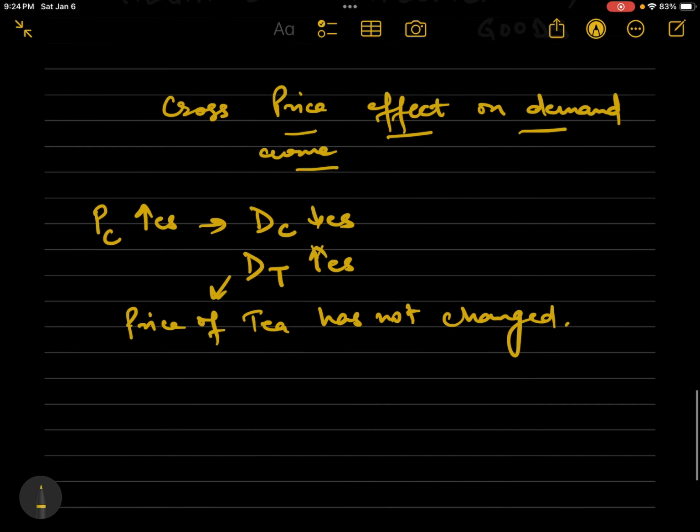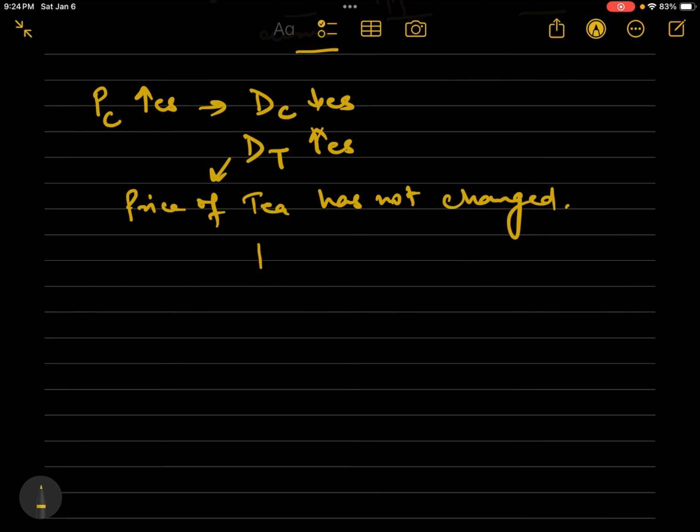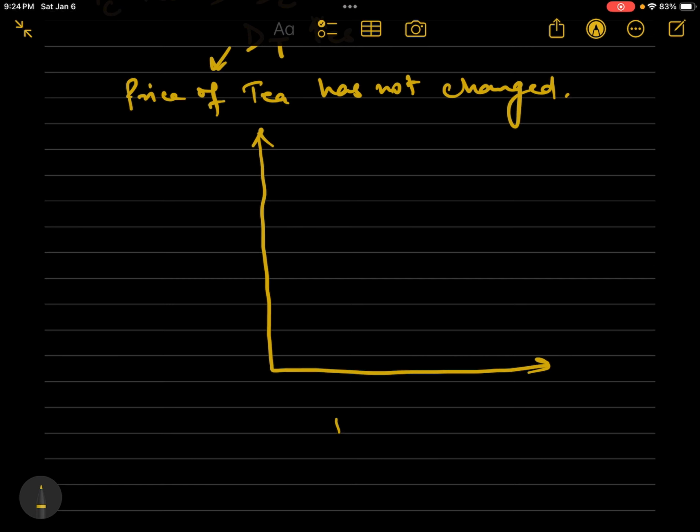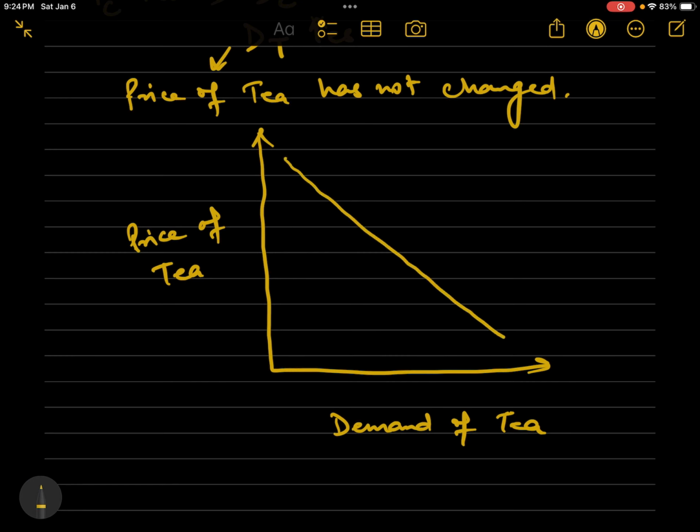So how will we show this as a graph in a demand curve? What we are trying to show is, you have demand of tea here and we are taking price of tea here. So if this is our original demand curve with the original prices, now demand of tea has gone up, but the price remains the same. Price is not changing. So in this case, your demand curve will shift to the right.